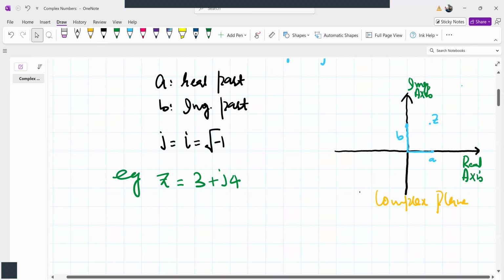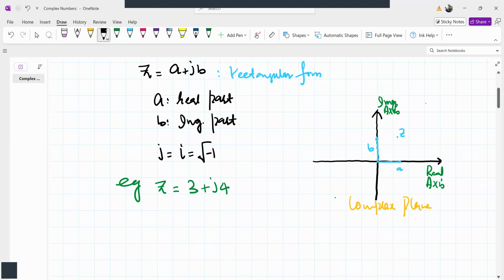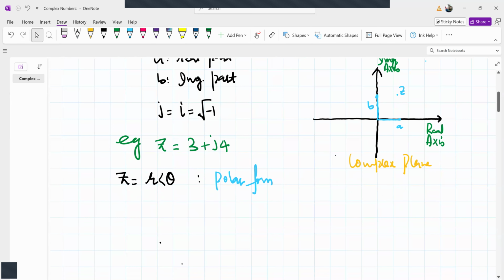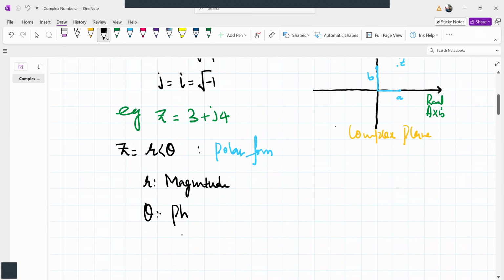Now what are the other forms of this complex number? Another form of this complex number is the polar form, and in polar form we write z as r at an angle of theta, and this is referred to as the polar form of this complex number, where r is referred to as the magnitude of this complex number, and theta is referred to as the phase of this complex number.